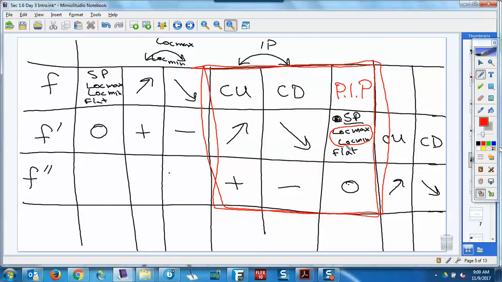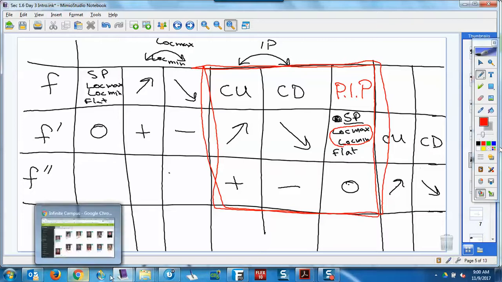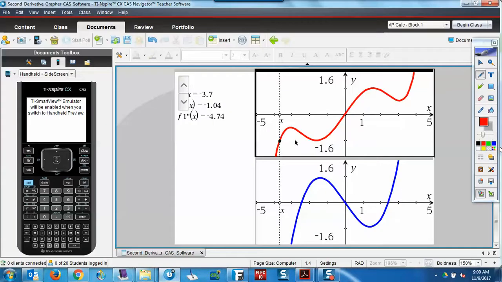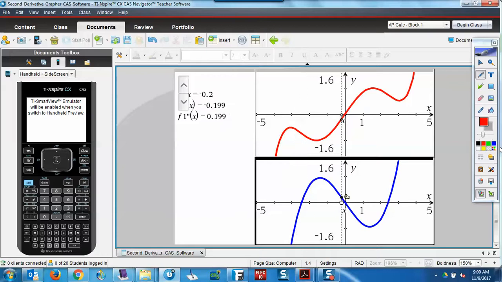All right. Let's get out our Desmos, and we got another matching activity. This time we're going to match f with f double prime. F with f double prime. Okay? Now, while you're getting that ready to go, let me show you an f double prime relationship.